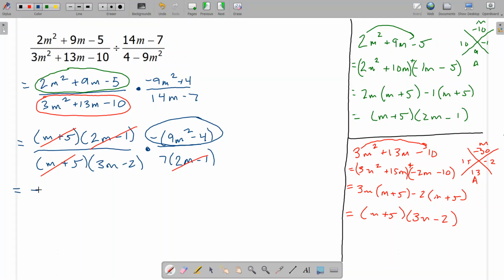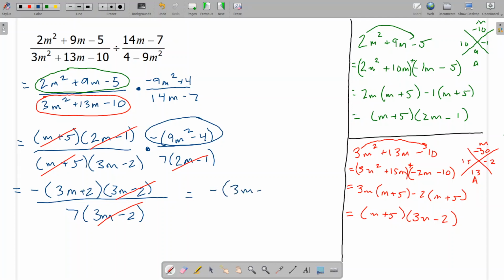That's really going to give us a negative 3m plus 2 times 3m minus 2 over, and then in the denominator we have a 7 times 3m minus 2. So let's cancel those 3m minus 2's out. There's nothing else we can do, so that gives us our final answer, which would be negative 3m plus 2 over 7. And you could distribute that negative if you wanted to.